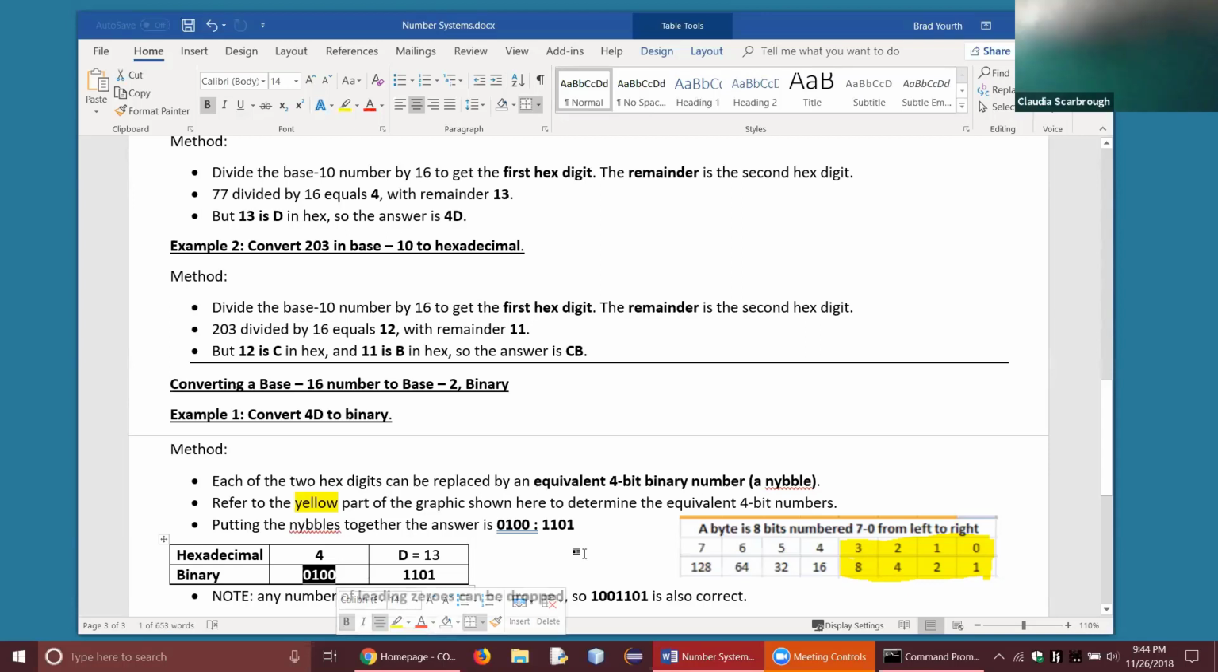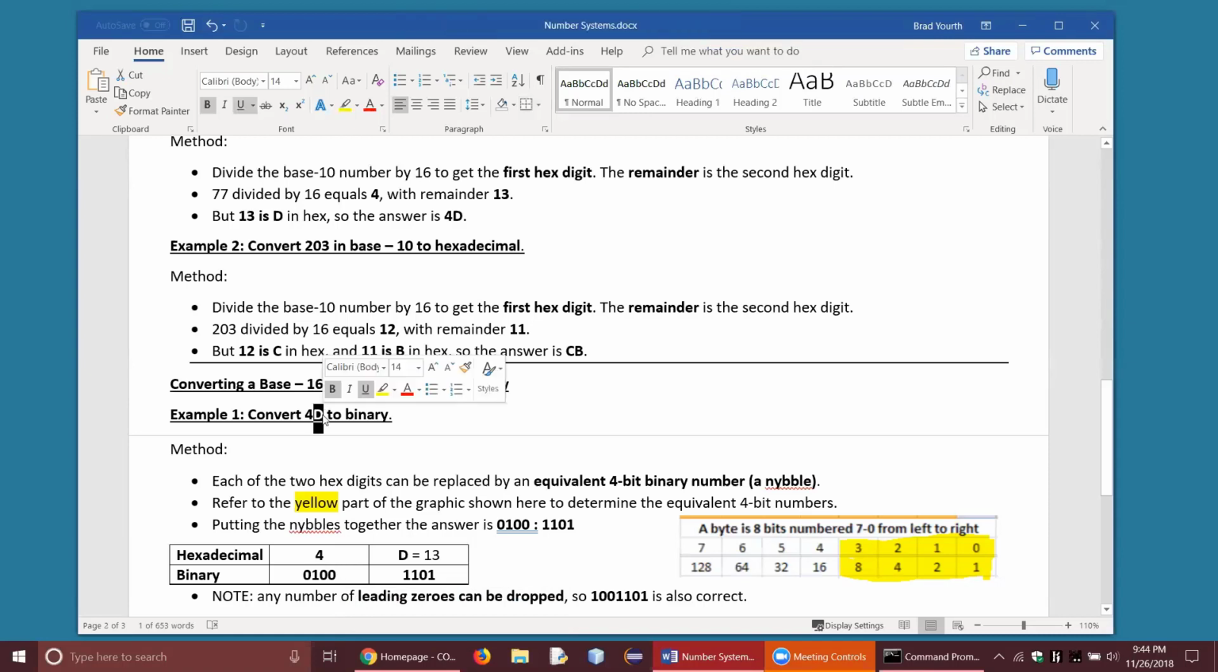In order to get the 1101, the D is 13. Okay, D is 13. So how can you get 13 with these values, 8, 4, 2, and 1? There's only one way, and that's 8, 4, and 1. So this bit here would be off. The others will be on. And that's all there is to it. Each hex digit you can replace with a 4-bit nibble.